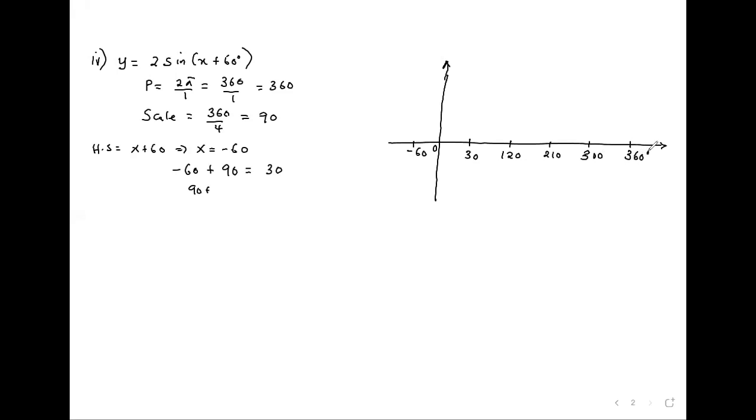So now we are using the numbers that we have found in our solving. So we have y is equal to 2 sine (x plus 60). How are you getting the scale? You get the scale by dividing the period by 4. And since our period is 360, we divide it by 4. 360 by 4, we get 90.